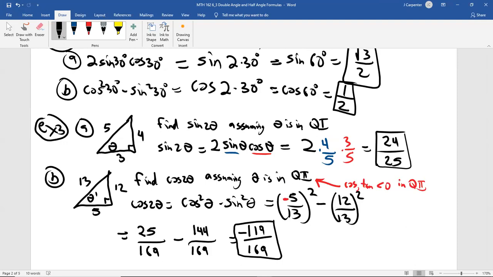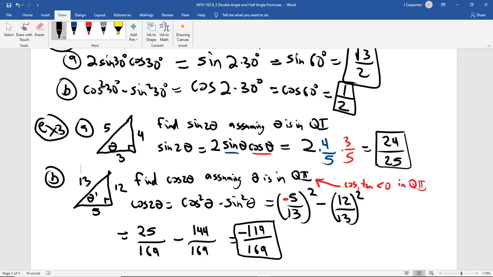Now again, I could have asked for sine of 2 theta and you do 2 sine cosine. I could have then asked for tangent and then you just divide those two answers to make it easiest to process. But I didn't. Just focused on one each. So we were doing a cosine.